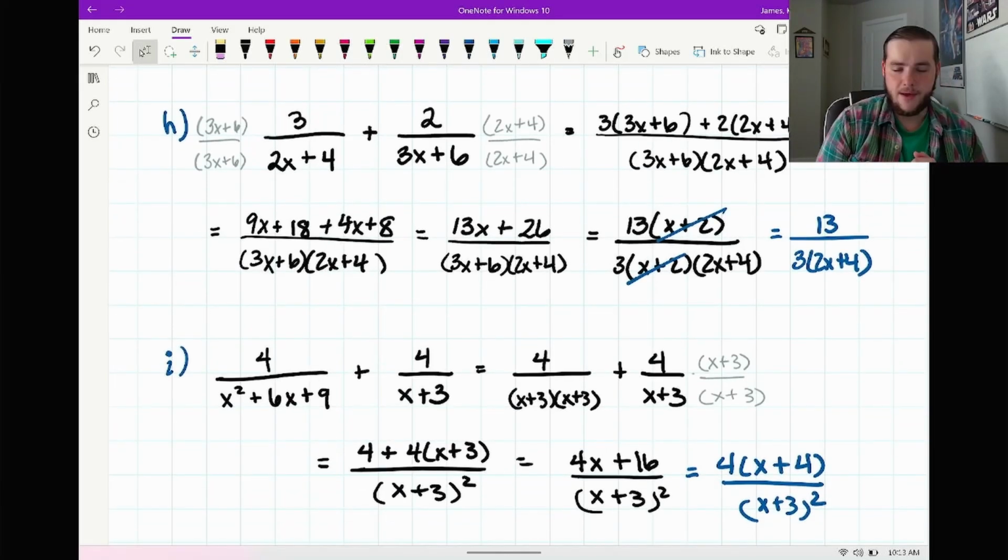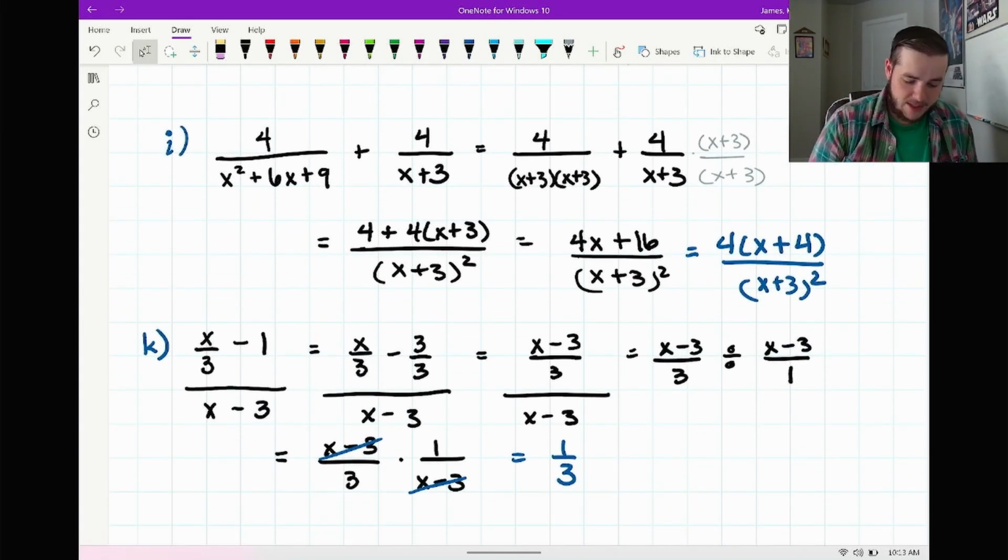In part I had a similar trick, but my denominator on the left, when I factor it, actually reveals to just be the right denominator squared. So I just needed to add an extra factor of x plus 3, or sorry, multiply an extra factor of x plus 3, top and bottom on the right-hand side, and that made getting a common denominator a little bit more straightforward. In the end, 4 times x plus 4, all over x plus 3 squared, is the fully simplified answer.